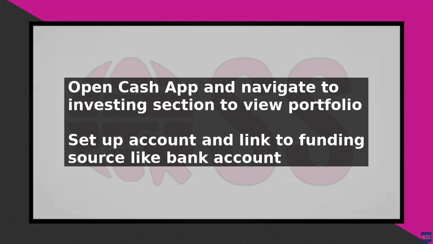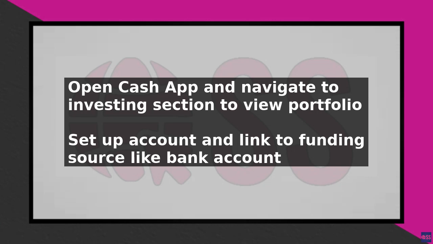To sell Cash App stocks, start by opening the Cash App on your mobile device and navigating to the investing section. This is where you can view your portfolio and make trades. If you have not already done so, you will need to set up your Cash App account and link it to a funding source, such as a bank account or debit card.